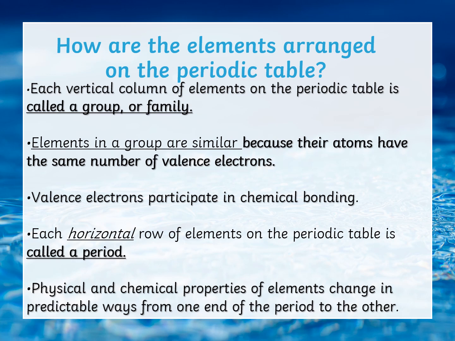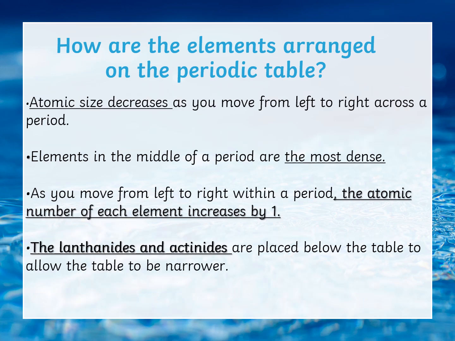Each horizontal row is called a period. The physical and chemical properties of the elements change periodically from one end of the period to the other. The atomic size decreases as you move from the left to the right across the period. The elements in the middle of the periodic table are the most dense. Also, as you move from left to right, the atomic number of the element increases by 1.